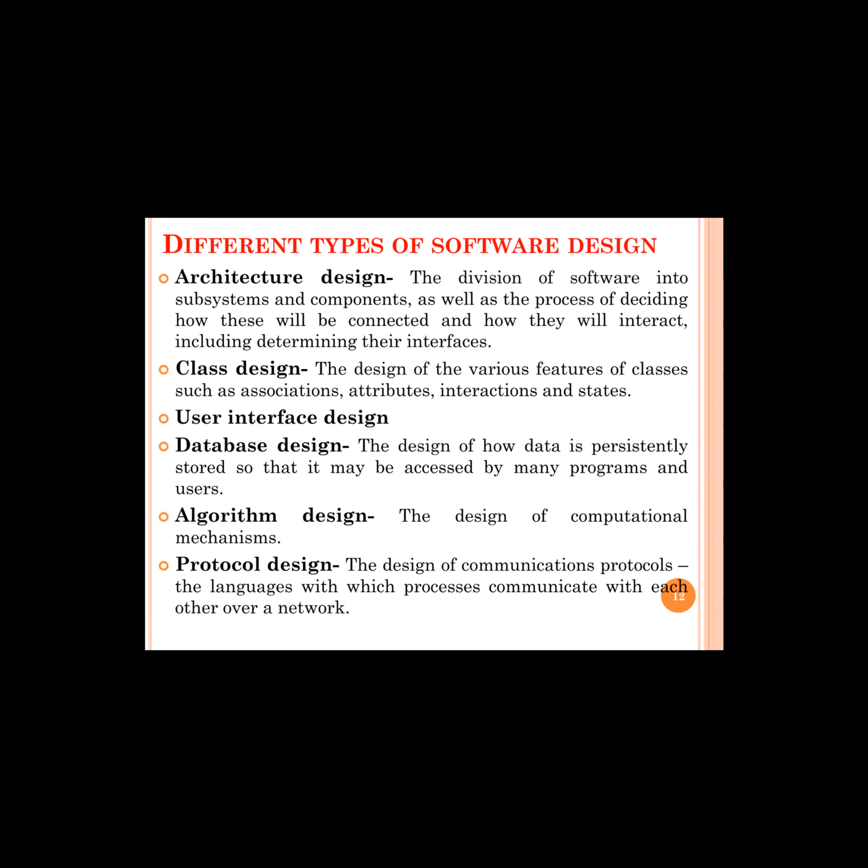And if you take the class design, here the design of the various features of the classes, such as subsections, associations, attributes, interactions and states can be easily represented by using class design. So for the proposed software system, we have to identify how many classes we are going to use, what are the major classes available.